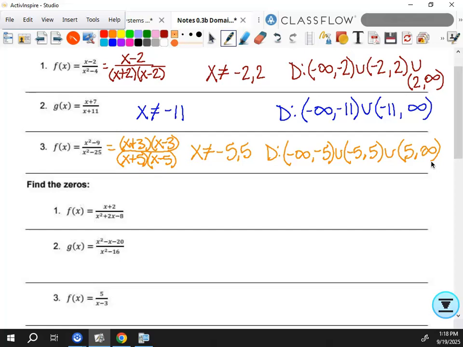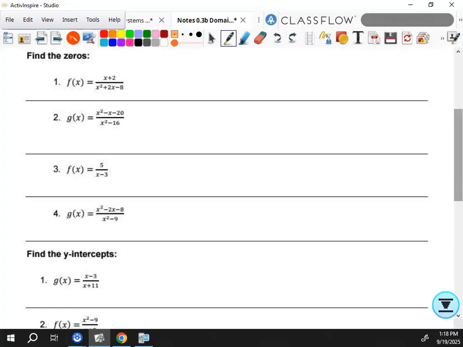All right, moving on. So now let's talk about the zeros. Still, first thing I'm going to do is factor. So we got x plus 2. And then down here, 8 is negative, so the signs are opposite. I think it's going to be a positive 4 and a negative 2. Now, do the zeros come before or after reducing? After. So this time I do want to try to see if I can.